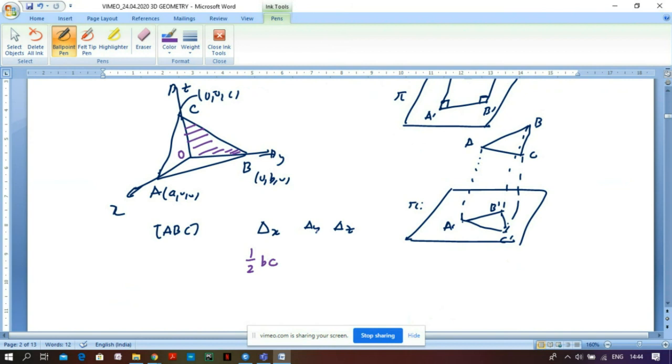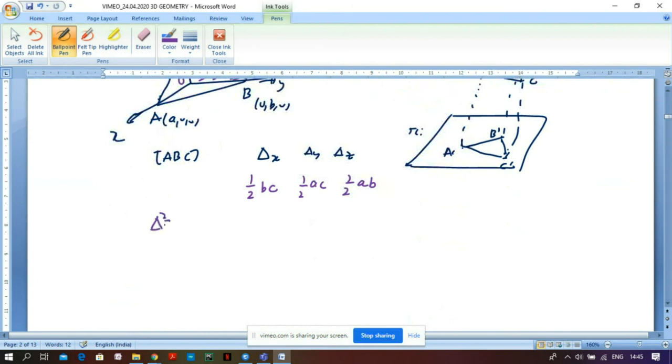Similarly, delta y is nothing but the projection of triangle ABC on the XY plane. So XY plane, it means it is half AB. So this will be XY plane, and this is XZ plane, so this is half AC, and here it will be half AB. So it means we got these areas, and we know that our delta square is nothing but delta x whole square plus delta y whole square and delta z whole square.